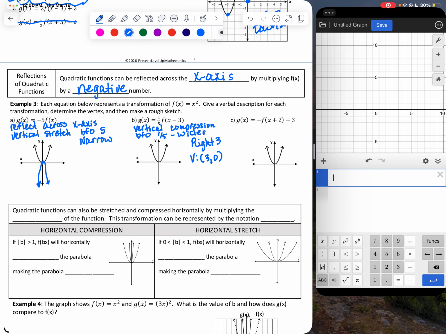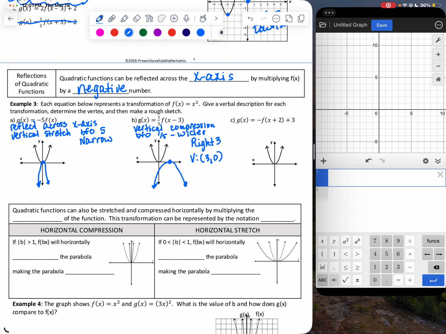So again, this is going to be a very rough sketch. Nothing fancy. 1, 2, 3. You're just trying to visualize what it's going to look like. So I'm going to draw. That is a very terrible parabola. Let me try that one more time. I want to draw a wide U-shaped graph that has a vertex at 3, 0.